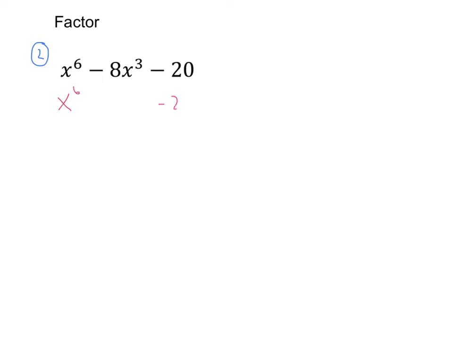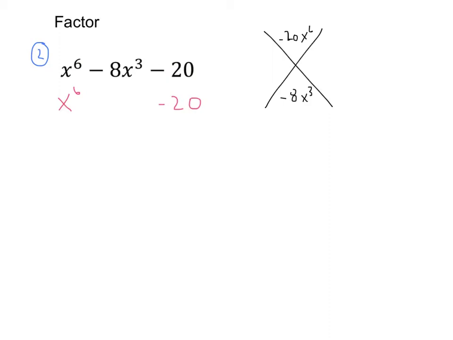This minus 20 is going to stay the same. What's going to be different is we want to rewrite negative 8x cubed a different way. Okay, so let's do our magic x. Negative 8x cubed is going to be on the bottom. And then what's going to be on top? The product of x to the 6th and negative 20. The product of the first and last term. So that's going to be negative 20 x to the 6th.